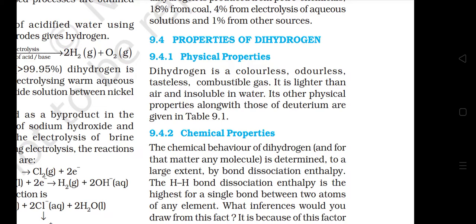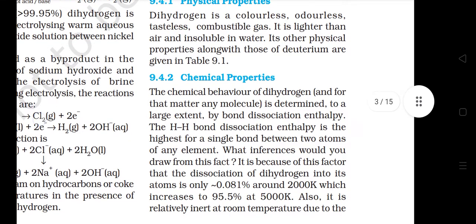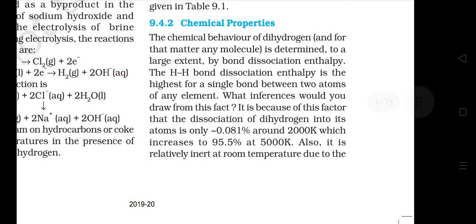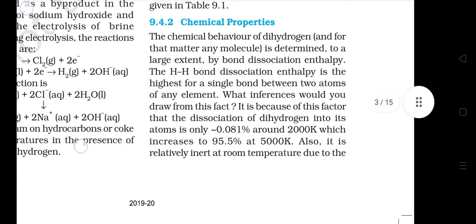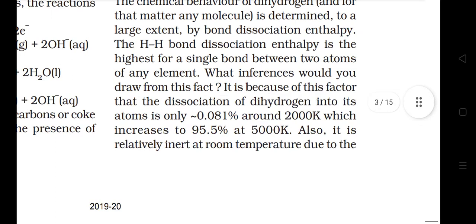9.4.1 Physical properties. Dihydrogen is a colorless, odorless, tasteless, combustible gas. It is lighter than air and insoluble in water. Its other physical properties, along with those of deuterium, are given in Table 9.1. 9.4.2 Chemical properties. The chemical behavior of dihydrogen, and for that matter any molecule, is determined to a large extent by bond dissociation enthalpy. The H–H bond dissociation enthalpy is the highest for a single bond between two atoms of any element. What inferences would you draw from this fact?